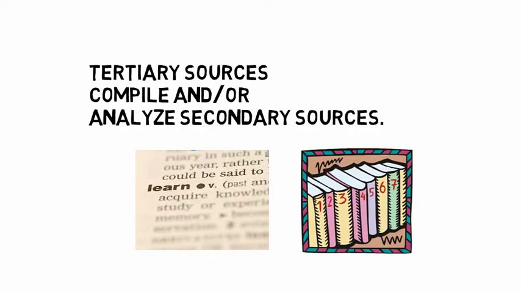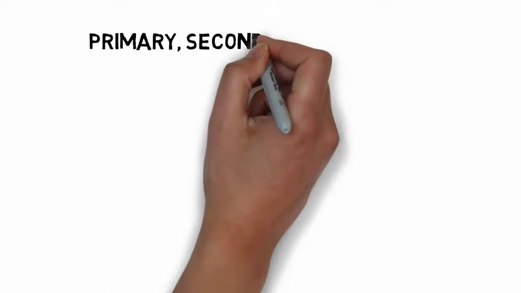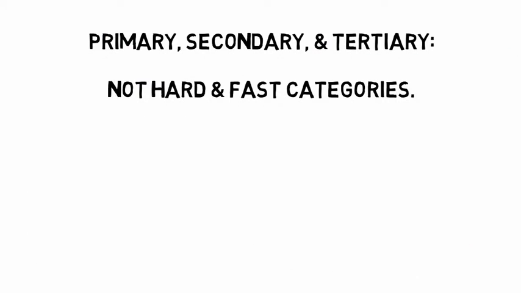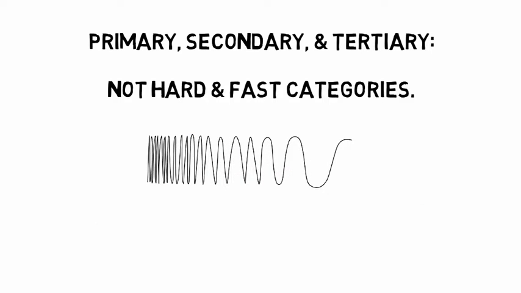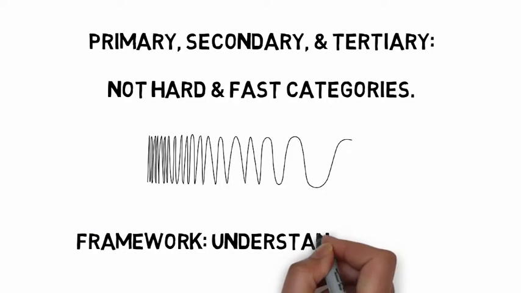Tertiary sources are those that compile and/or analyze secondary sources. These can be dictionaries, thesauri, and encyclopedias. They're reference materials. Remember that primary, secondary, and tertiary are not always hard and fast categories. They are a framework to help you understand where information fits along a continuum.